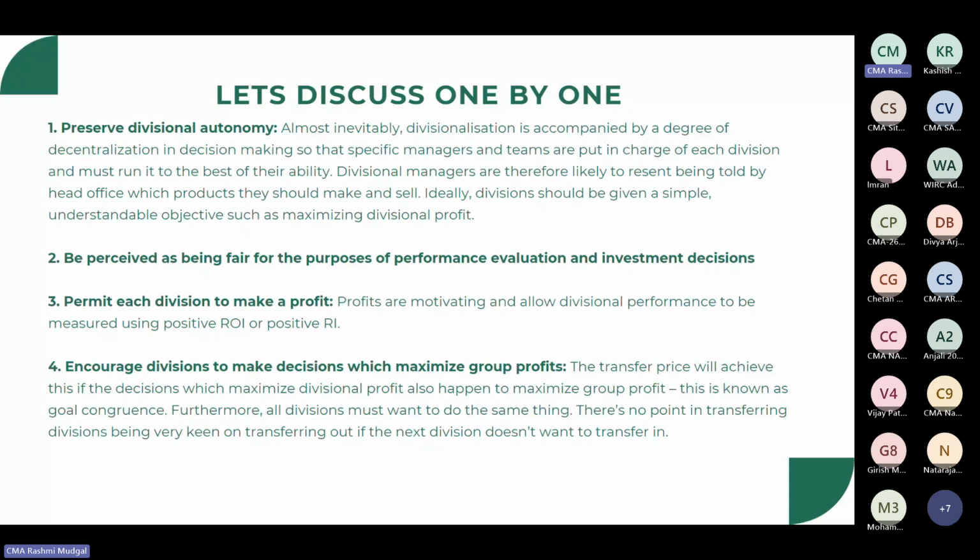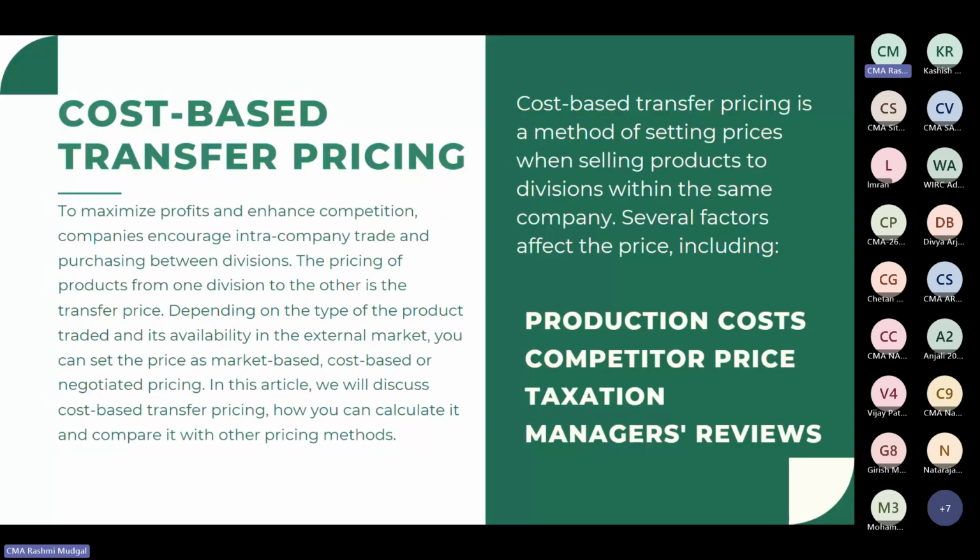The transfer pricing will achieve this if the decisions which maximize divisional profit also happen to maximize group profit. This is known as goal congruence. Furthermore, all divisions must want to do the same thing. There's no point in the transferring division being very keen to transfer out if the next division doesn't want to transfer in. So these were the qualities of a good transfer pricing.